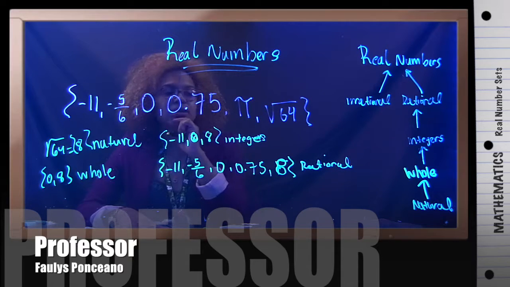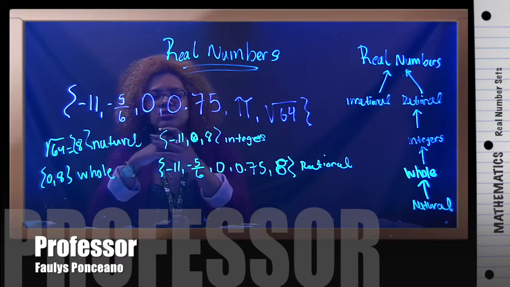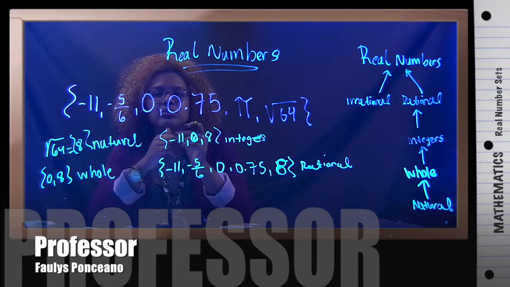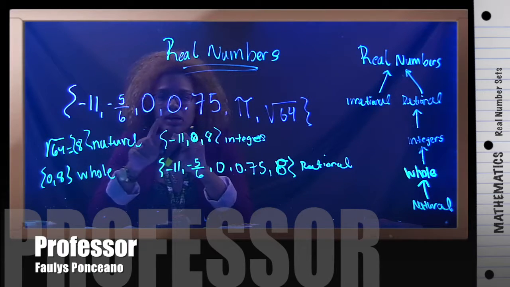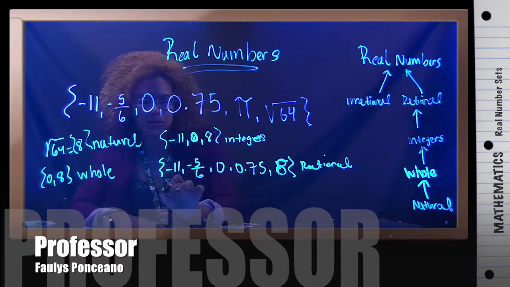Okay. Now the irrational numbers are things such as non-repeating decimals, such as pi, square root of 2. In this case, we only have pi.